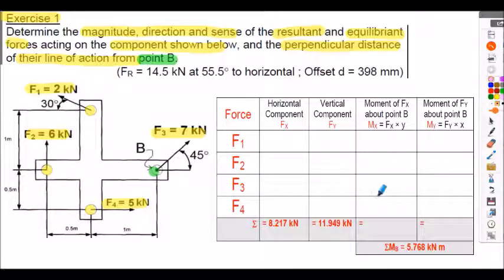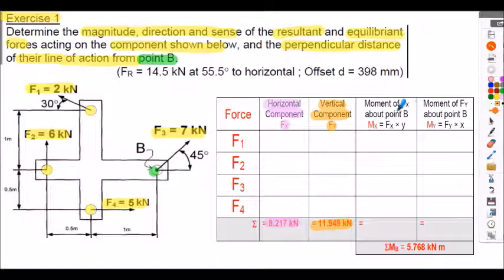What I encourage you to do is to construct a table as shown on the slide here, and then evaluate the horizontal components, we call them Fx. Evaluate the vertical components, we call Fy, as we did previously. I've given the summation of Fx and the summation of Fy for your reference.